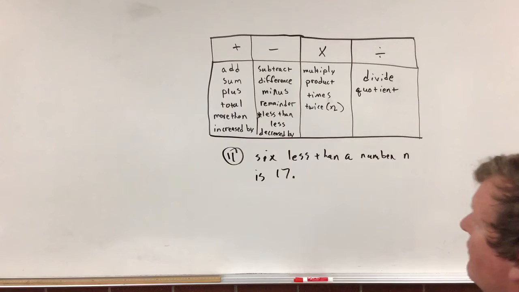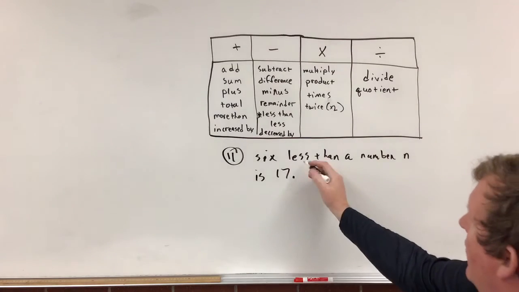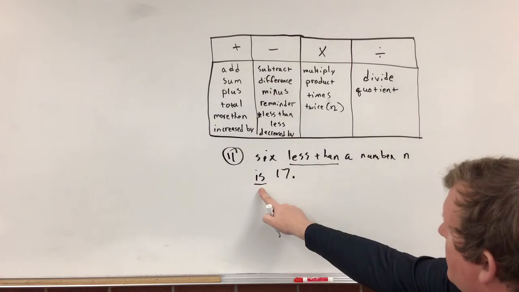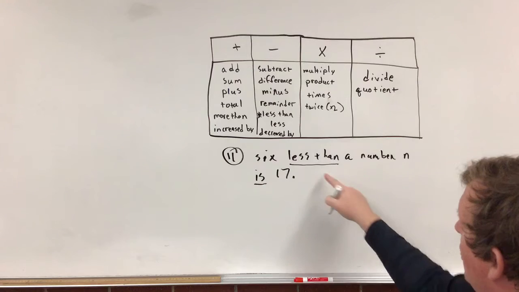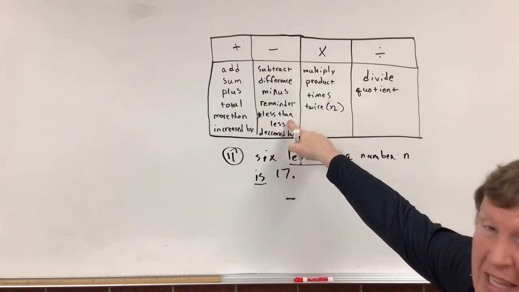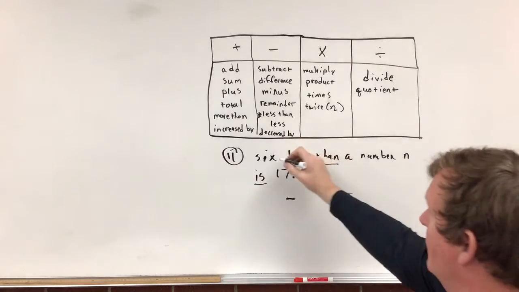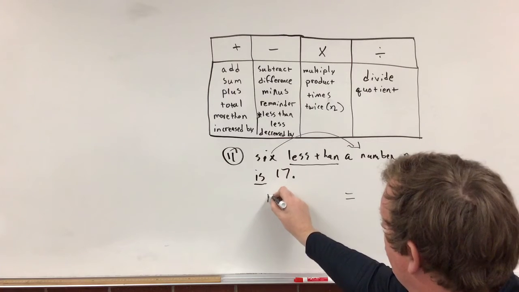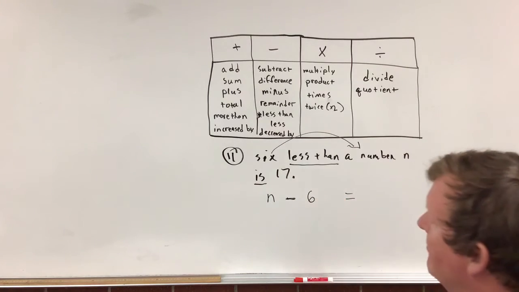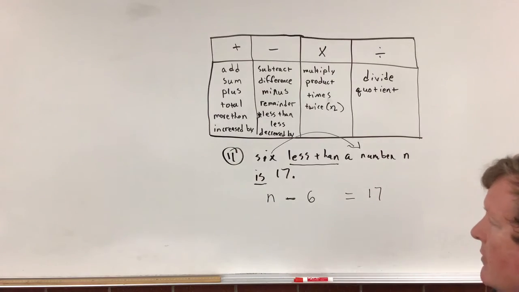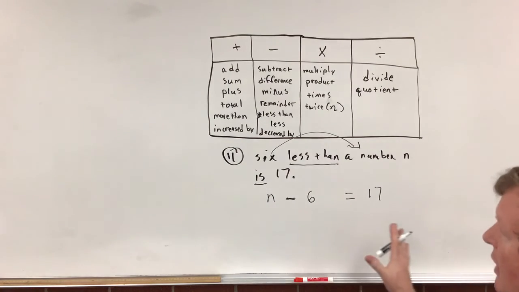Okay? Pretty straightforward. All I got to do is, okay, keywords here: "less than" and "is." All right? So, we see "is" means equals. We see "less than," that means subtract. Now, remember, I put the asterisk next to "less than" because that means 6 goes to the back and n goes to the front. So it goes n minus 6 equals 7. Okay? That's pretty much all we do.